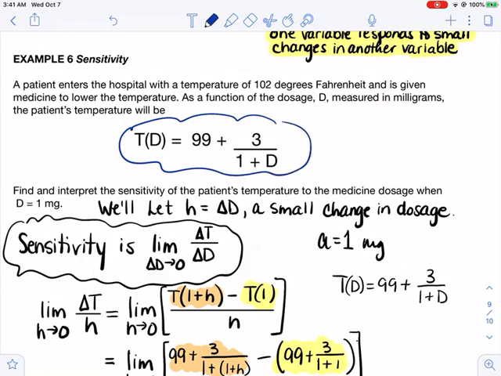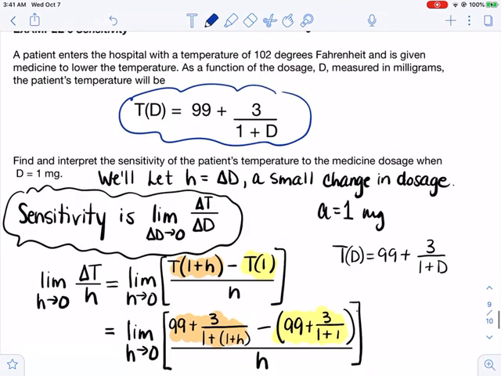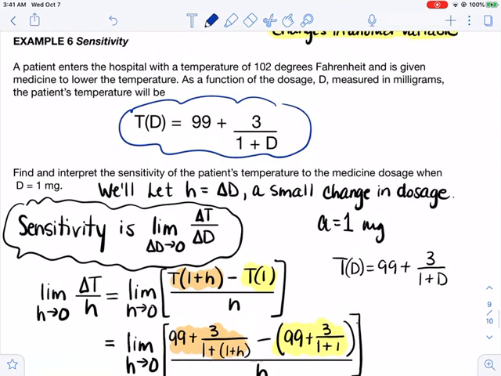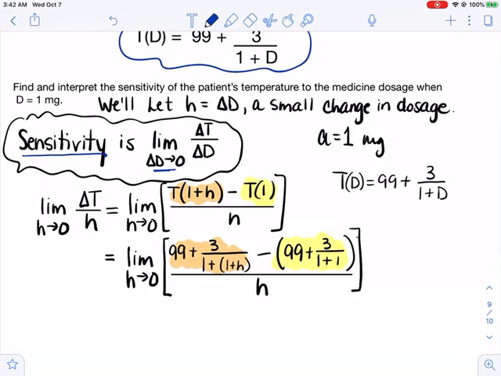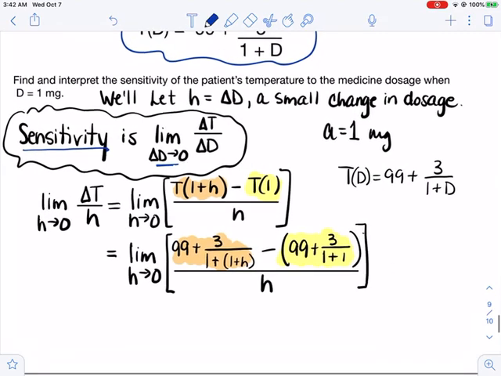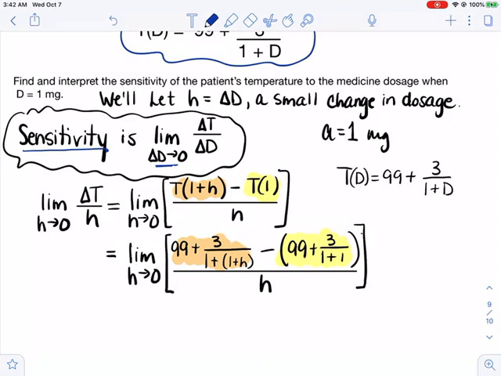So this is your function, T of D. Okay, I want you to find and interpret the sensitivity of the patient's temperature to the medicine dosage when D, the dosage, is 1 milligram. So sensitivity is when the change in the dosage goes to 0, and it depends on what the dosage is. In this case, it's 1 milligram. But we want the change in dosage to go to 0. So again, it's that instantaneous rate of change, as if you'd be looking at your speedometer, 65 miles per hour.